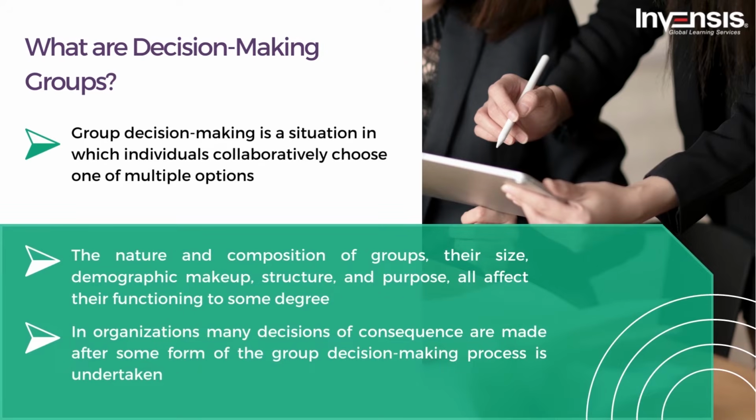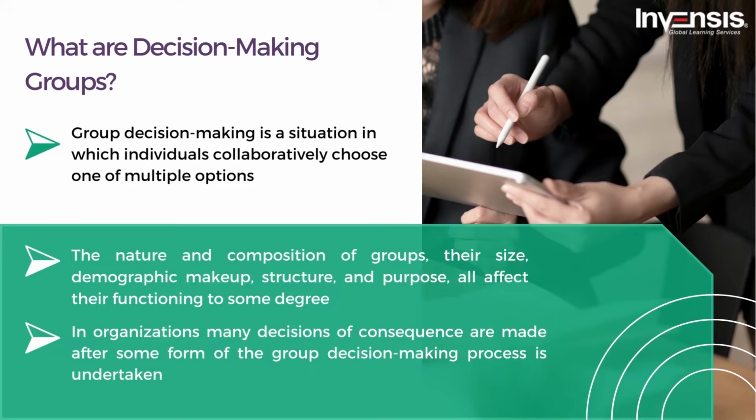The nature and composition of groups, their size, demographic makeup, structure, and purpose, all affect their functioning to some degree. The external contingencies faced by groups, such as time pressure and conflicting goals, impact the development and effectiveness of decision-making groups as well. In organizations, many decisions of consequence are made after some form of the group decision-making process is undertaken. However, groups are not the only form of collective work arrangement.